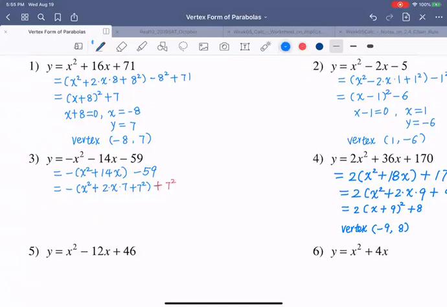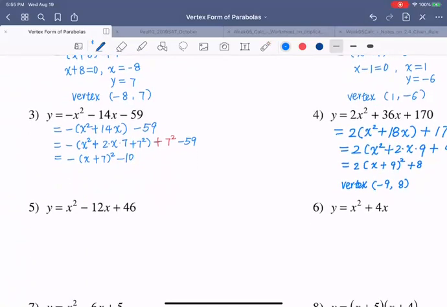This is the place where students all get messed up. Next. And then minus 59. Negative, and then parentheses x plus 7 squared. And then it's minus 10, I think. Good.